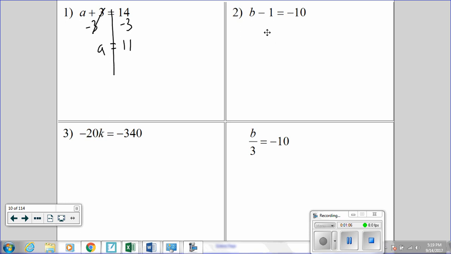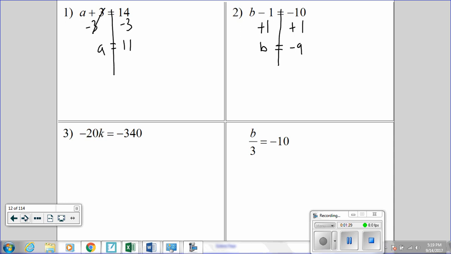We're going to do the opposite. So the opposite of minus 1 is to add 1. So we're going to add 1 on both sides. And in doing so, we'll have negative 10 plus 1, which will be negative 9. And you got b is equal to negative 9. Okay, now that's addition and subtraction.